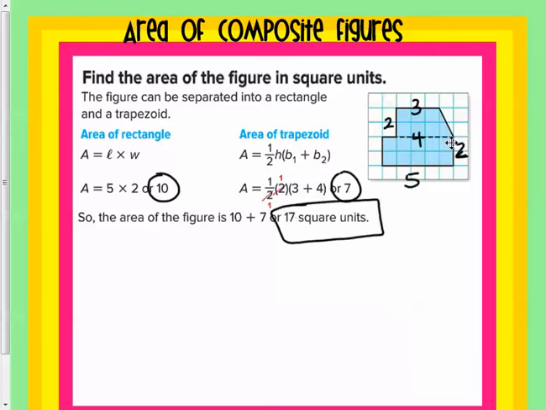Well, why did I add them together again? Because I wanted to figure out the total composite figure, the rectangle and the trapezoid together.